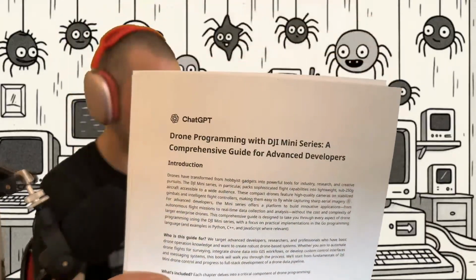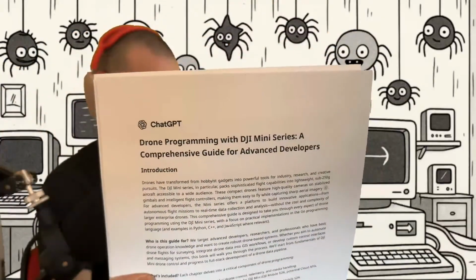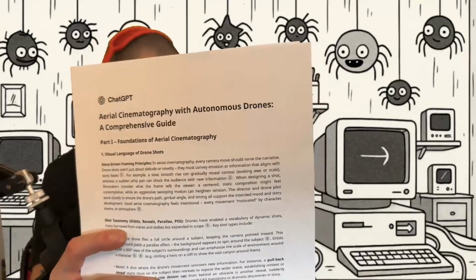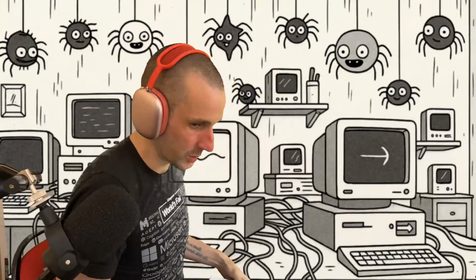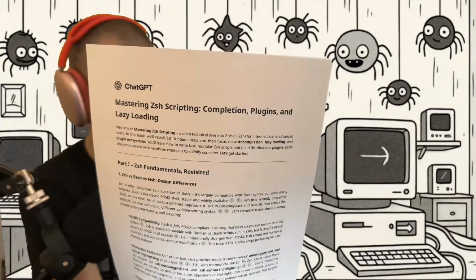There's this kind of stuff, and I'll just say, oh, I'm an advanced developer, please create a course about programming the DJI Mini series. Or I'm curious about cinematography, so I'll just create a guide. One more concrete example is I'm struggling with ZSH with my shell history. It's still a little bit broken. I was like, okay, well, at this point, I need to start understanding what I'm doing instead of just copy pasting stuff from the internet. So I just created that.